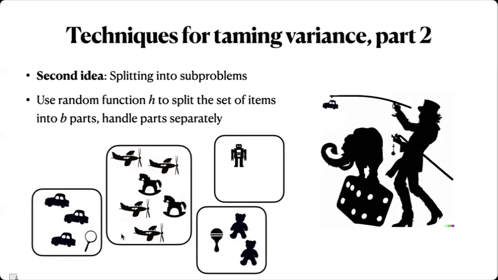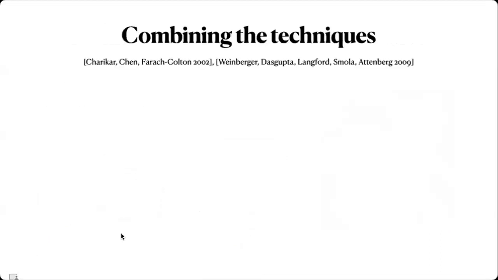So what do you get? What do we get if we combine these techniques? So this was studied in the early 2000s by two groups of people. First in the TCS community by Charikar, Chen, and Farach-Colton in 2002. And then later on, independently in the machine learning community, Weinberger, Dasgupta, Langford, Smola, and Attenberg presented exactly the same construction.